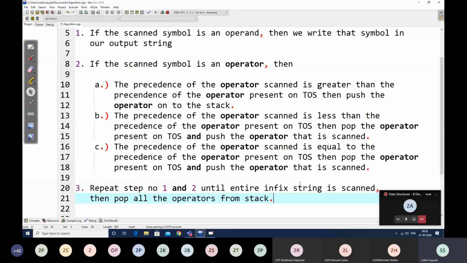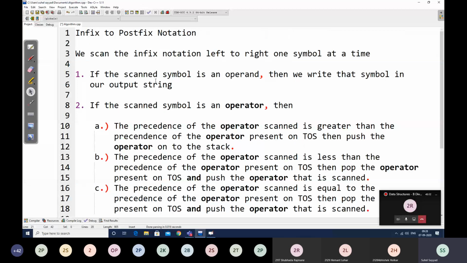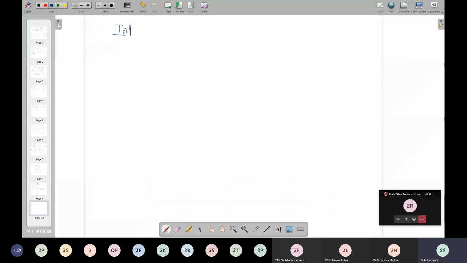Now let us see the second example, that is infix to prefix. So let us take the same example so that the flow will be very clear to us. A plus B minus C multiplied by D divided by E.